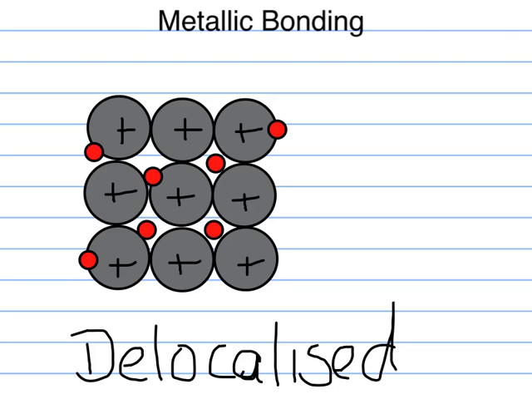This is why all metals are able to conduct electricity and heat, because electrons will move. So this one will come close to this one, causing this one to repel and move on, causing this one to repel and move on. So we get this movement of electrons, which is electricity.